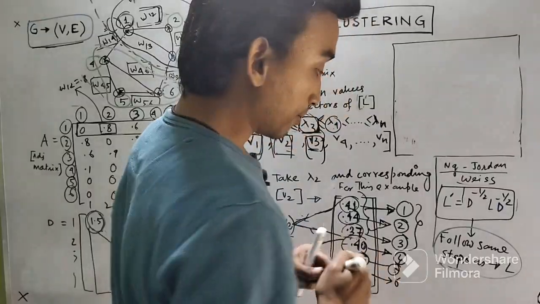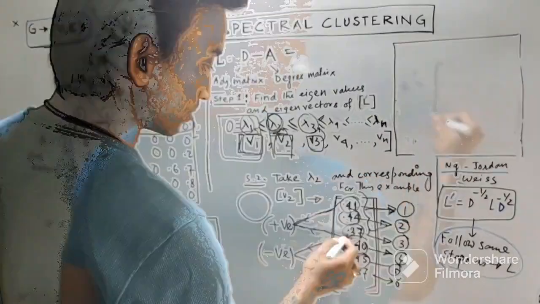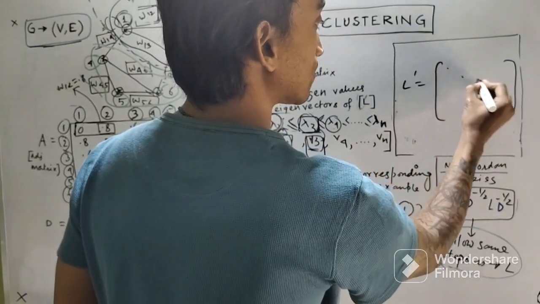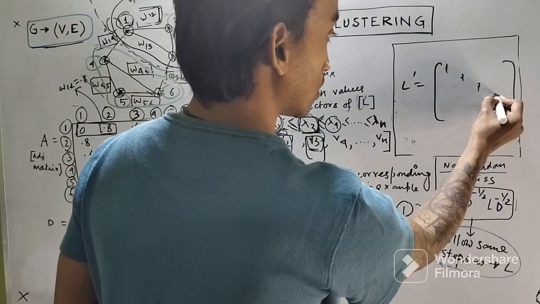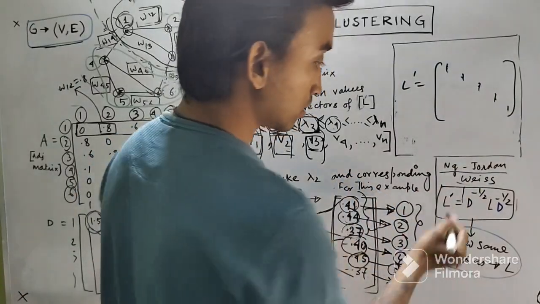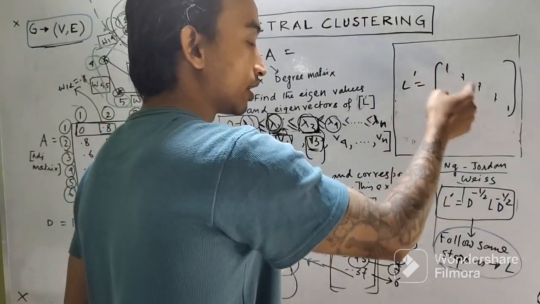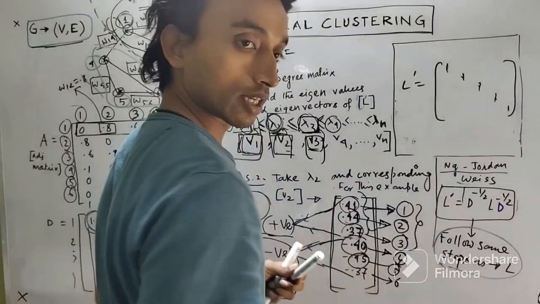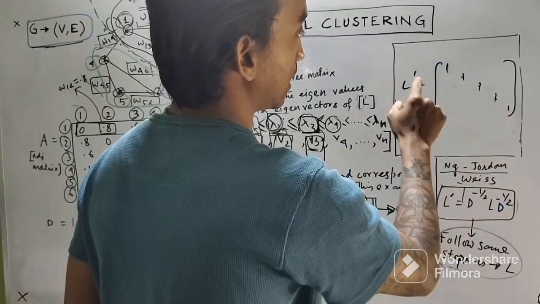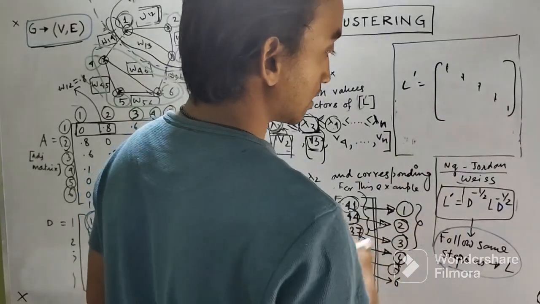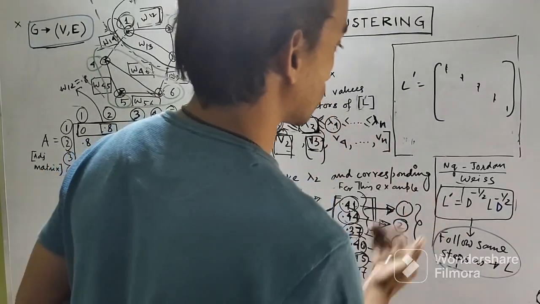If you find this L dash, you will find that all the diagonal values will always be 1. Do it on your own, and comment below whether you are getting all ones for this L dash or not. Okay, you will surely get all these ones in the L dash. That's basically the normalized Laplacian over here.